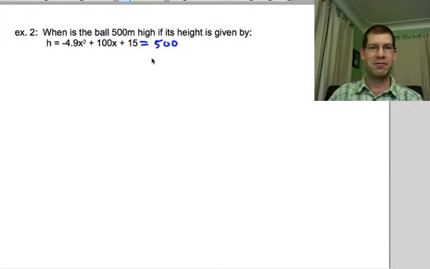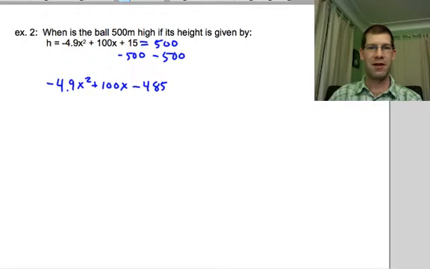In other words, to make it equal 0, we have to subtract 500 from both sides. So my new equation is going to be negative 4.9x squared plus 100x minus 485. And now that equals 0, so we can go ahead and attack it with the quadratic formula. If you know what you're doing from there, skip it. If you want a little bit more practice, here's a second example for the quadratic formula.